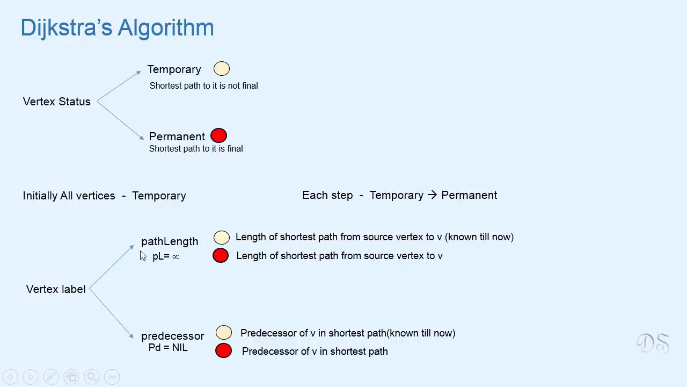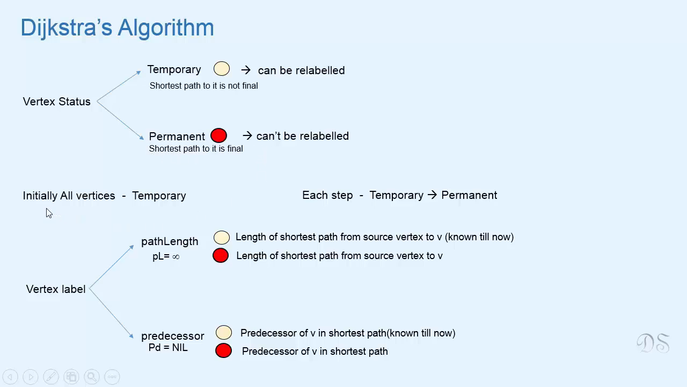During the algorithm, the path length and predecessor of a temporary vertex can be changed many times. Whenever we get a shorter path, we'll update these values. When we change these values for a vertex, we'll say that we are relabeling that vertex. So a temporary vertex can be relabeled, but once a vertex is made permanent, it will not be relabeled because the shortest path to it has been finalized.